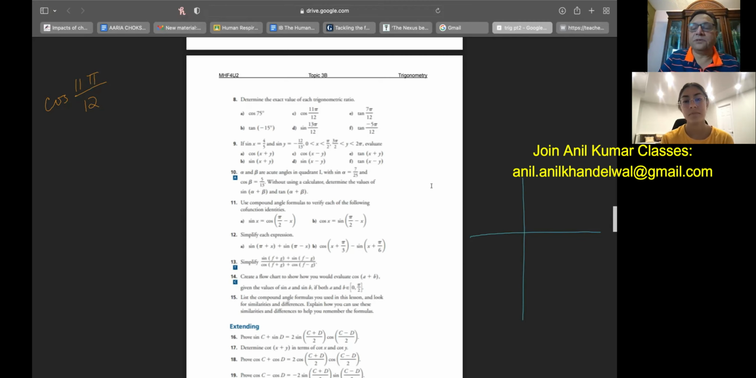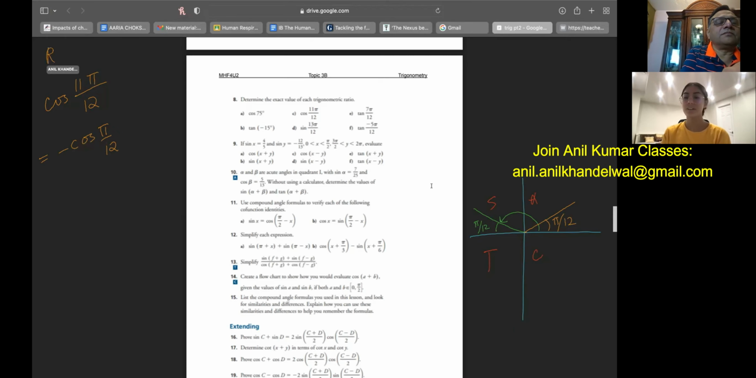My strategy is very simple. 11 pi by 12 means the related acute angle is pi by 12, correct? 11 pi by 12 is here, and my related acute angle is pi by 12, correct? And I know using the CAST rule that cosine has to be negative, correct? Therefore, I can write this as negative of cos pi by 12, because this is the same as negative of cos pi by 12. Is that clear to you? So for any angle, I can write the related acute angle.